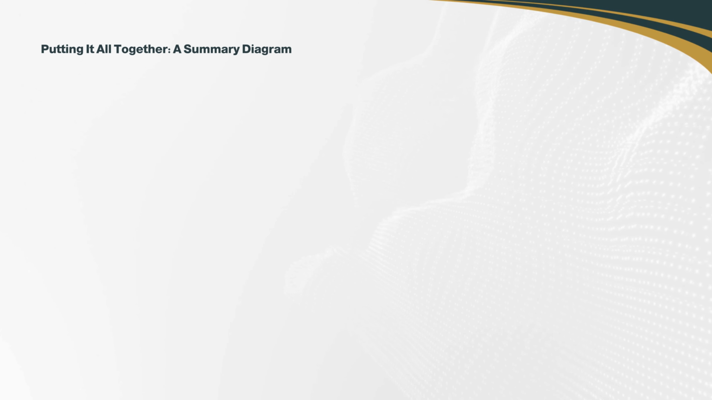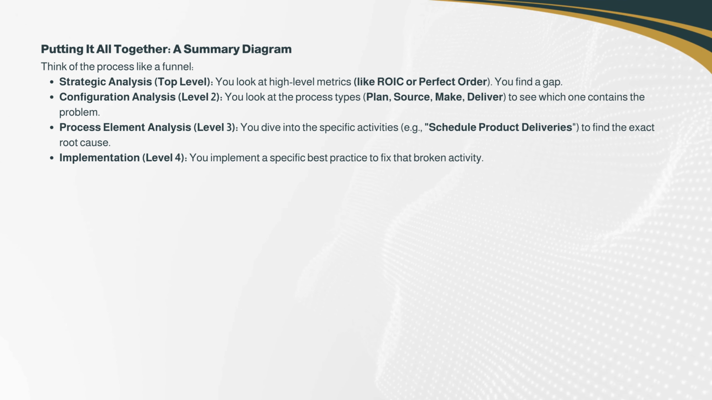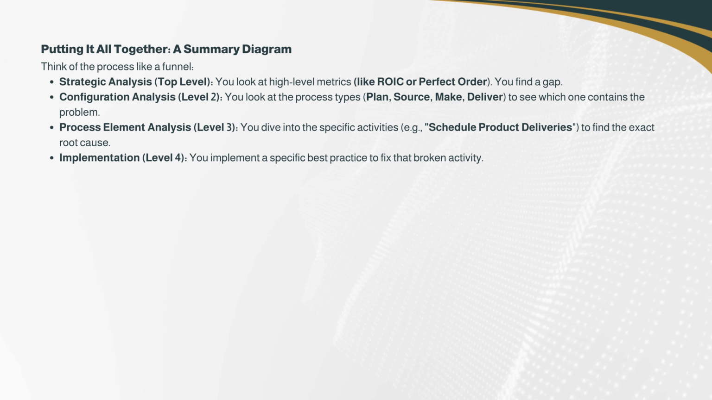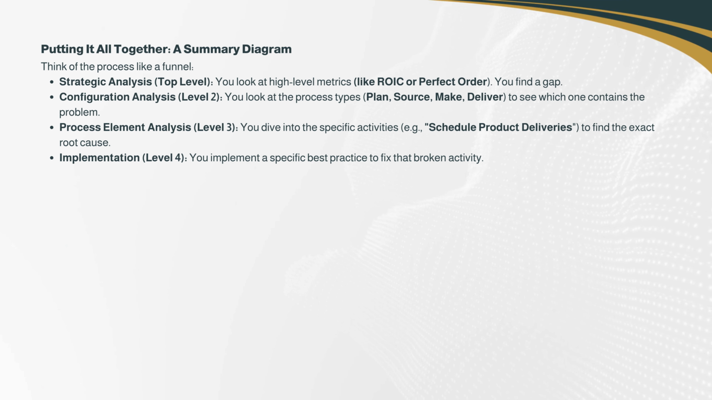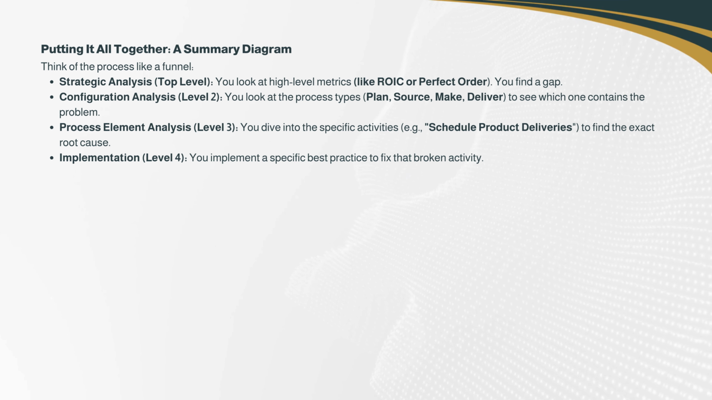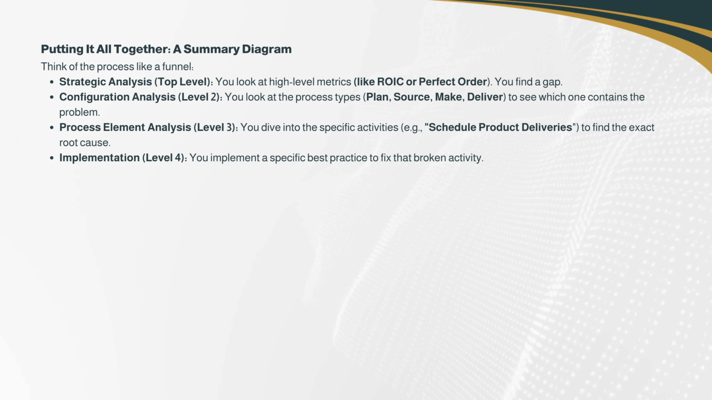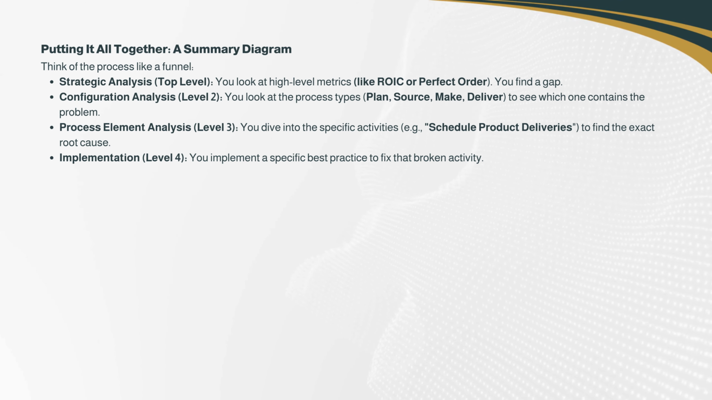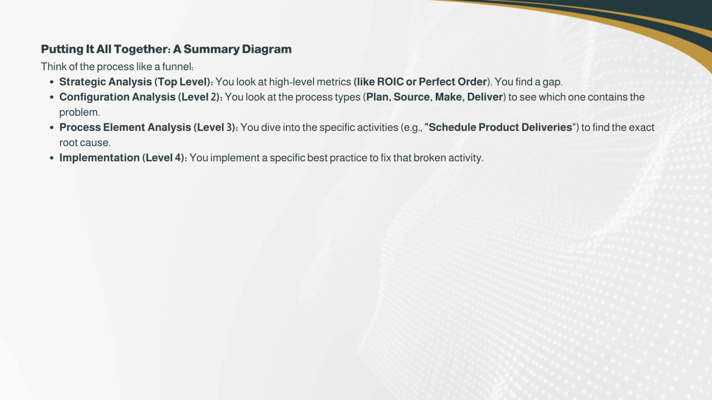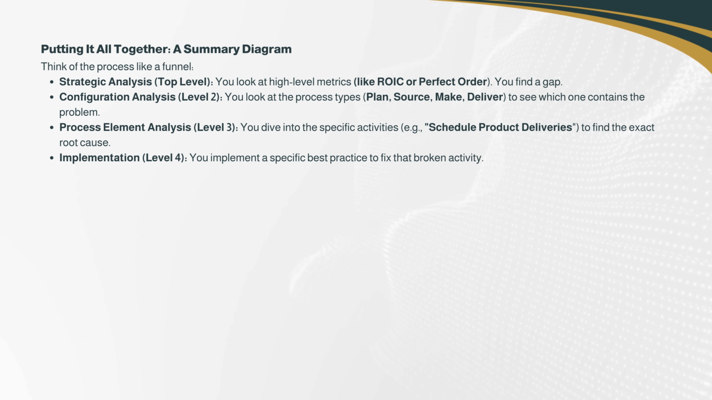Putting it all together, a summary diagram. Think of the process like a funnel. Strategic analysis, top level. You look at high-level metrics, like ROIC or perfect order. You find a gap. Configuration analysis, Level 2. You look at the process types, plan, source, make, deliver, to see which one contains the problem. Process element analysis, Level 3. You dive into the specific activities, e.g., schedule product deliveries, to find the exact root cause. Implementation, Level 4. You implement a specific best practice to fix that broken activity.